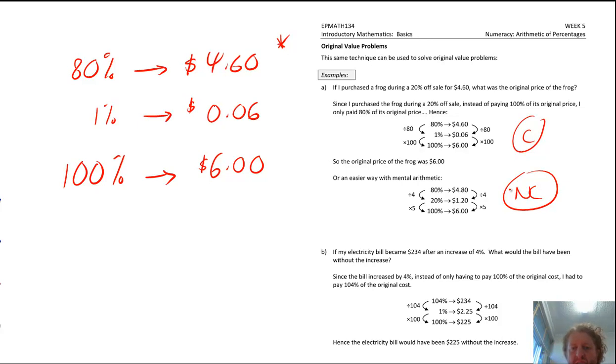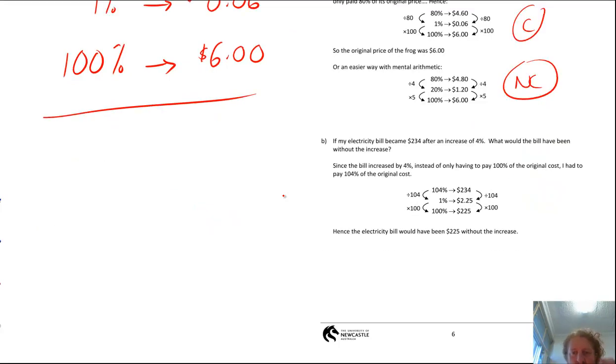Example B, it's a very subtle difference. This electricity bill increased, it didn't decrease, so I didn't pay less than 100% of its cost. I didn't even get to pay 100% of its cost. I had to pay 104%. The original cost of the bill was going to be 100%, but they upped it. So I had to pay 104% of the original value of my bill. And the dollars that cost me was $234.